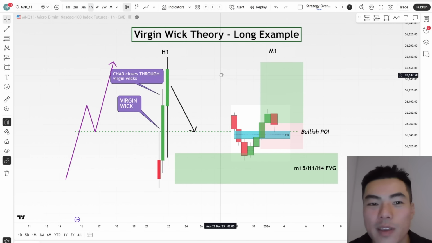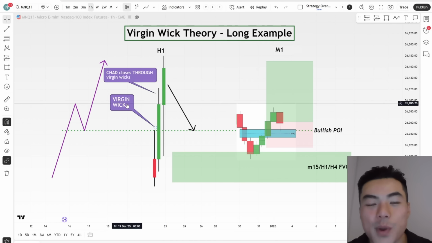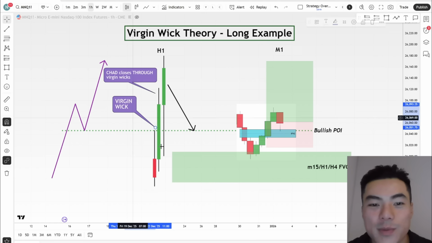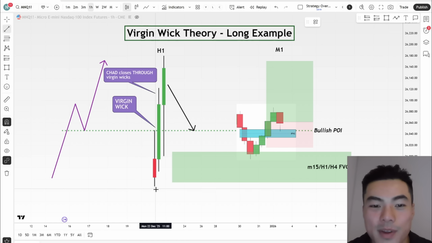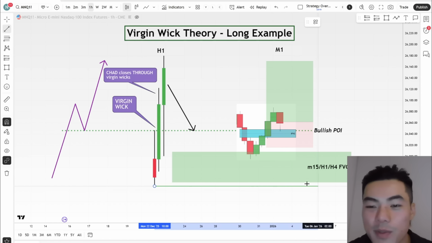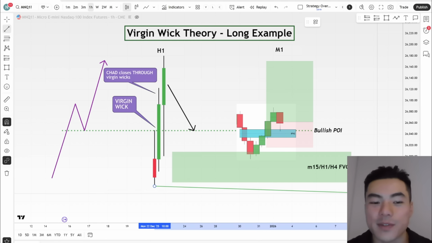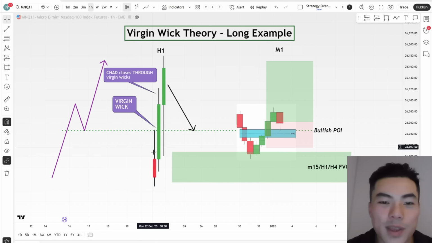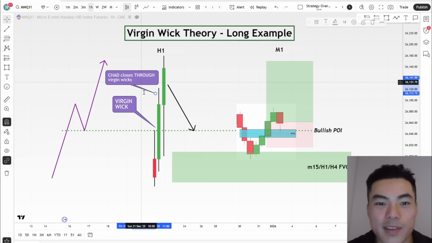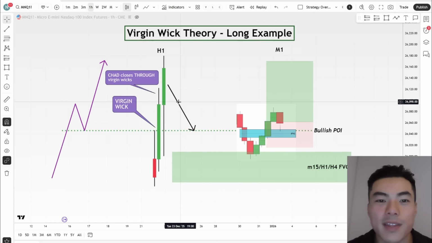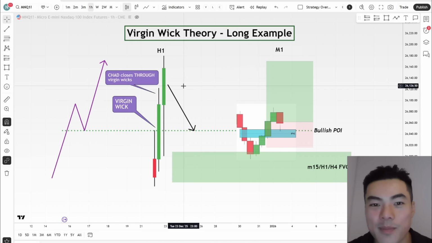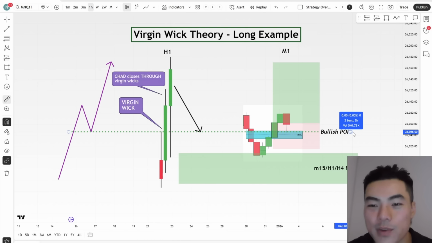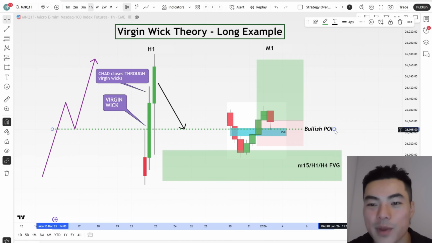So a quick overview of the model first. This is a long example, but essentially we want to wait for any virgin wicks, which are wicks that have not been touched before, that have not been ran through. So if you draw a line to the right, it has not been touched, like this one, for example, that is a virgin wick. So a virgin wick gets closed through by a Chad candle, in this case, a bullish Chad candle. Then we drop down to the 1 minute time frame and look for price to trade below that point of interest, which was created by our virgin wick level getting closed through.